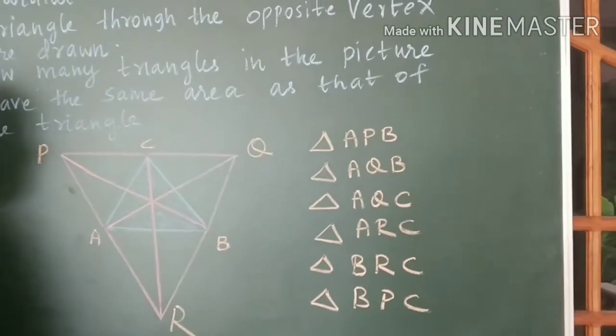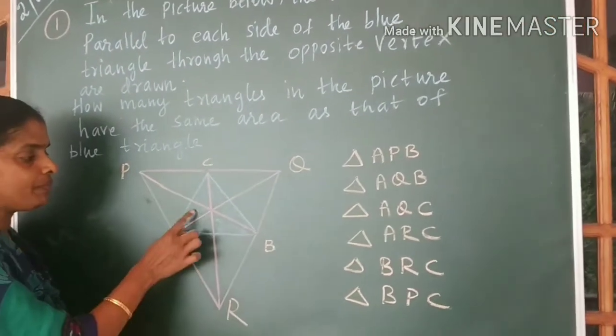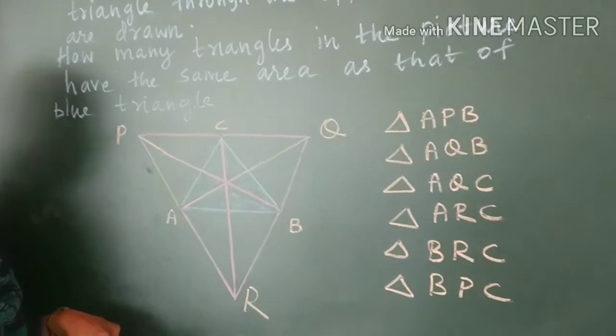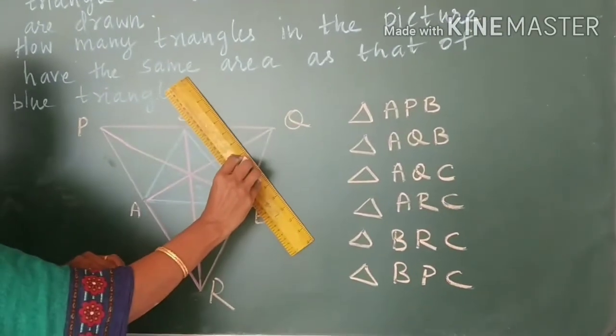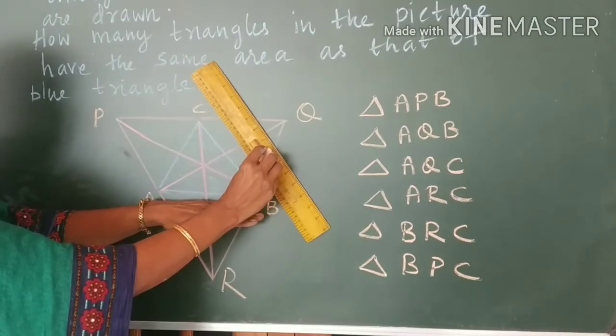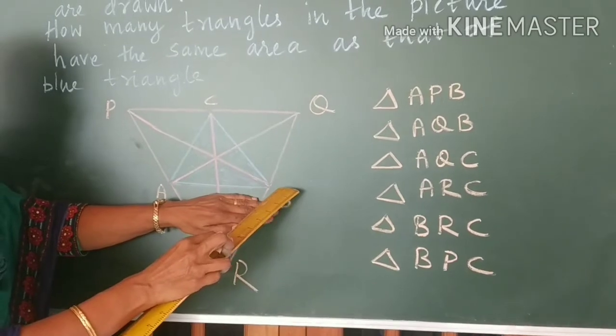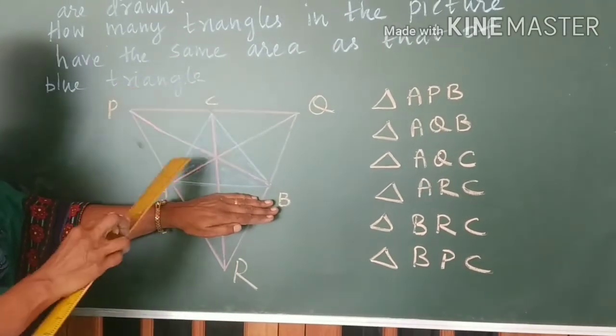Is it clear? Now I will show you 3 more triangles of the same area, for which you just look at this portion. That is, you have to look at ABCP.